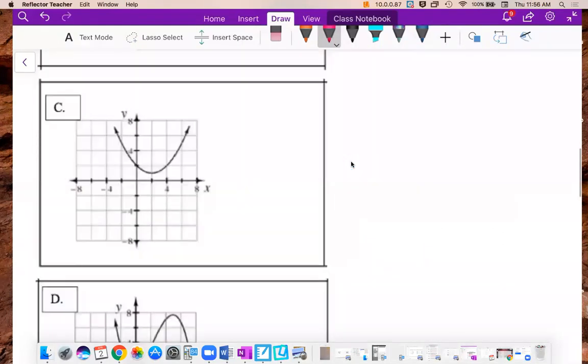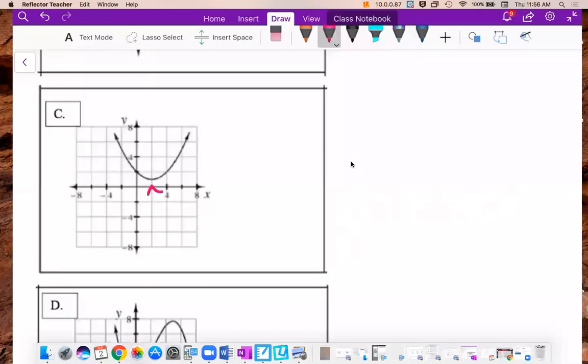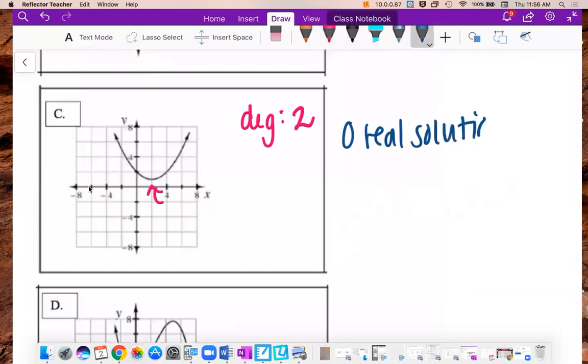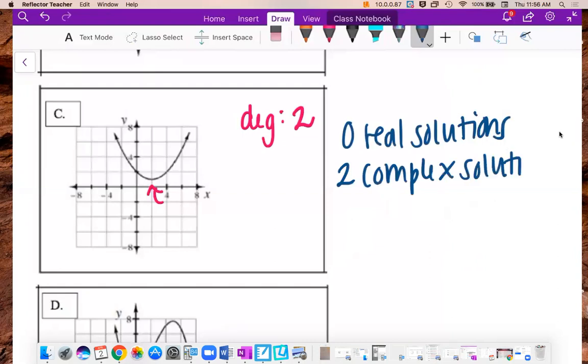Okay, moving on to C. So in this one, it's a parabola again. So again, you have 1 minimum here, add 1 to that. This is going to be a degree 2. And then if I look at this graph, I see that there is no place where it touches or crosses the x-axis. So that means that I have 0 real solutions. Now we know this is a degree 2, so there should be 2 solutions. So if I have no real, then that means that I have to have 2 complex. So these always have to add up to be whatever your degree is.